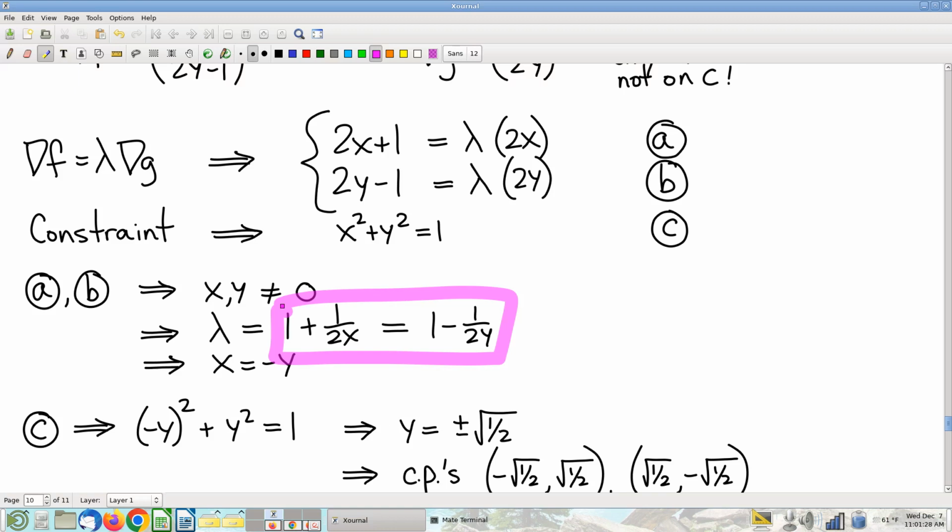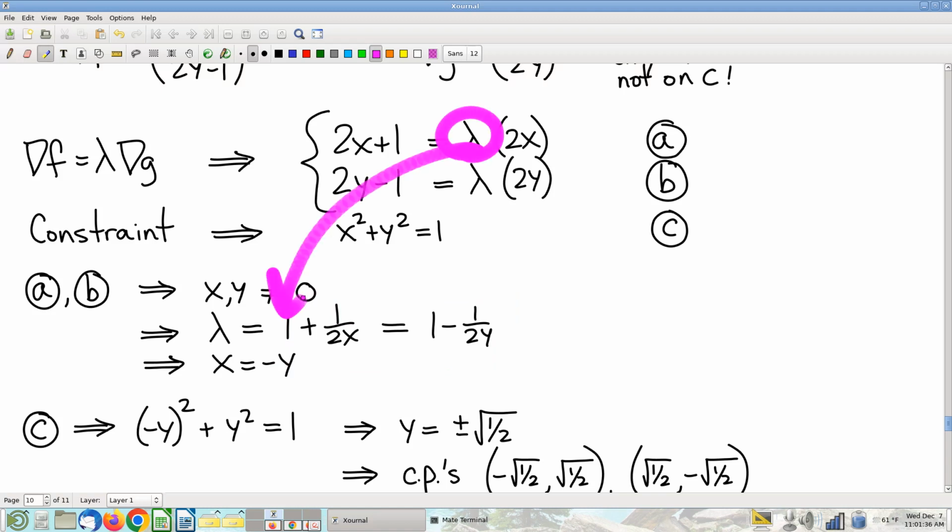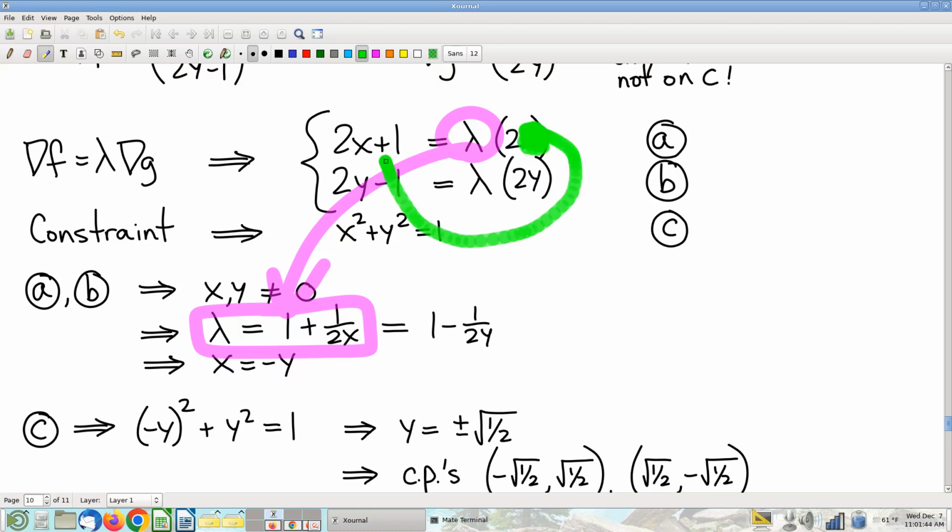So that's a nice move, but again, you've got to watch out for the dividing by zero thing, right? It's tempting to say, I'll just solve for lambda here. But notice, in order to do that, I have to divide by x. Am I allowed to divide by x? How do I know x is not 0?